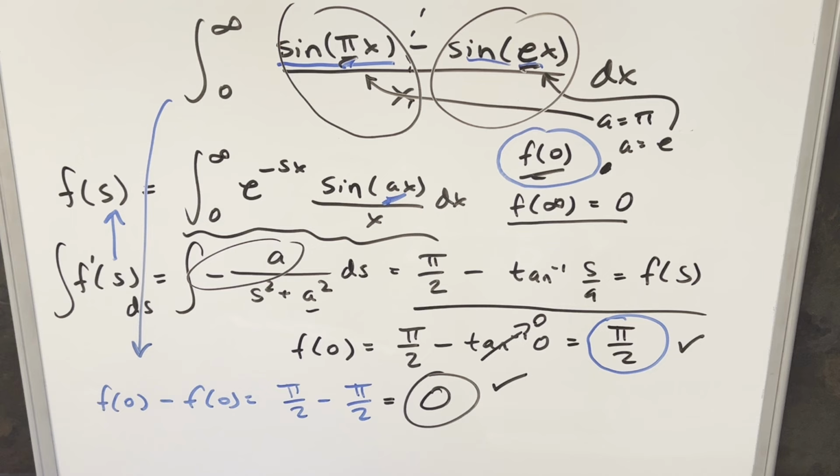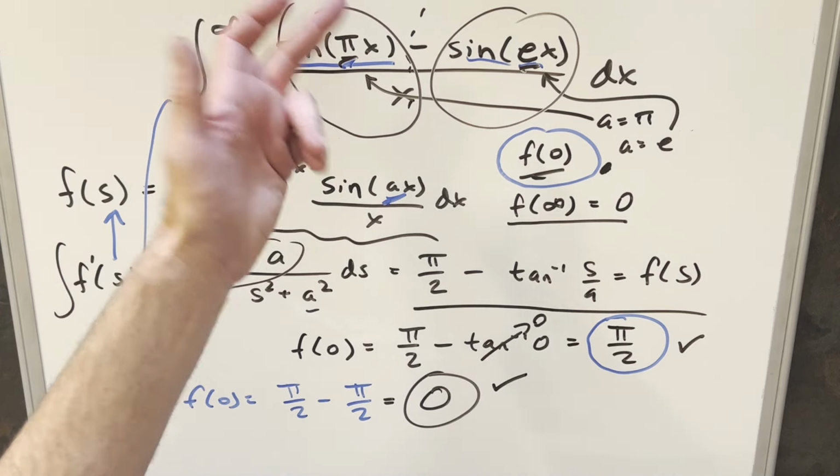Okay, so there you go. Strange case where you're going to get kind of the same value no matter how you do this one, no matter what constants are on the x.